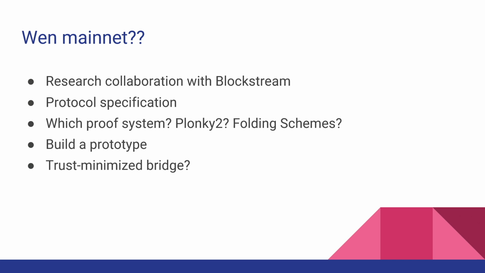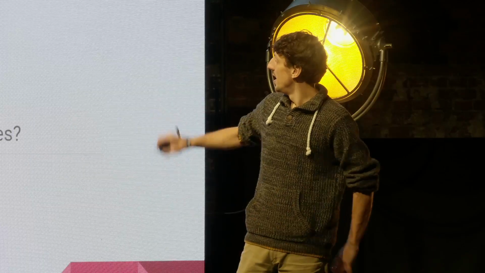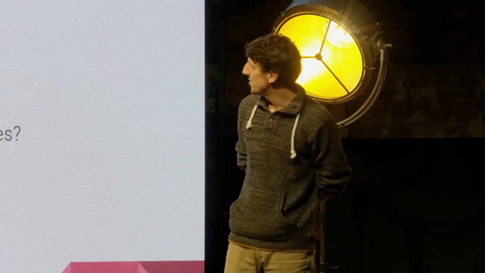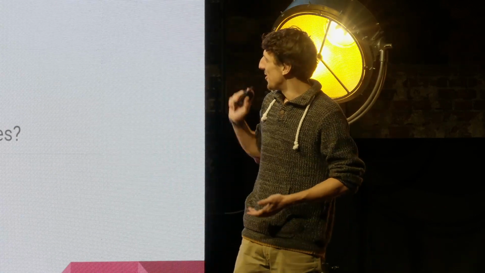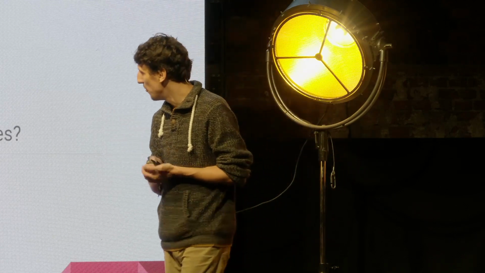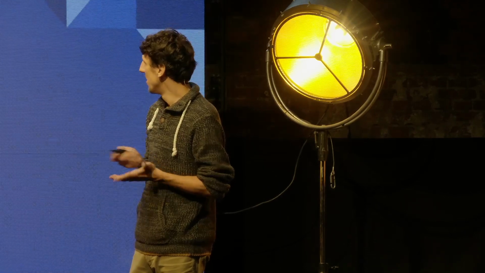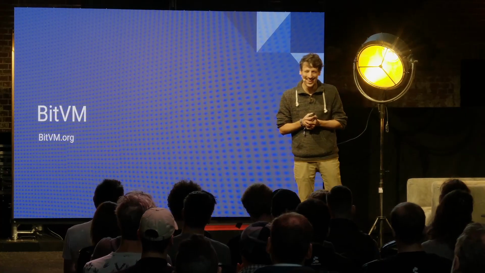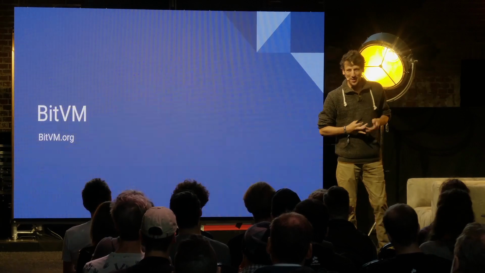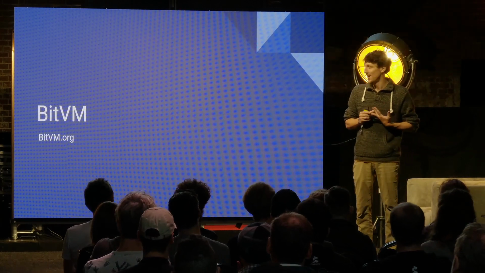Yeah, and once we have that protocol specification and got feedback and iterated on it, then we will build a first prototype and give people something to play around with. The only remaining question is, how can we have a trust-minimized bridge? Because we want bitcoins, we don't want shitcoins. So that was the only open question here. And that's why we came up with BitVM, which has been a hot topic this week.